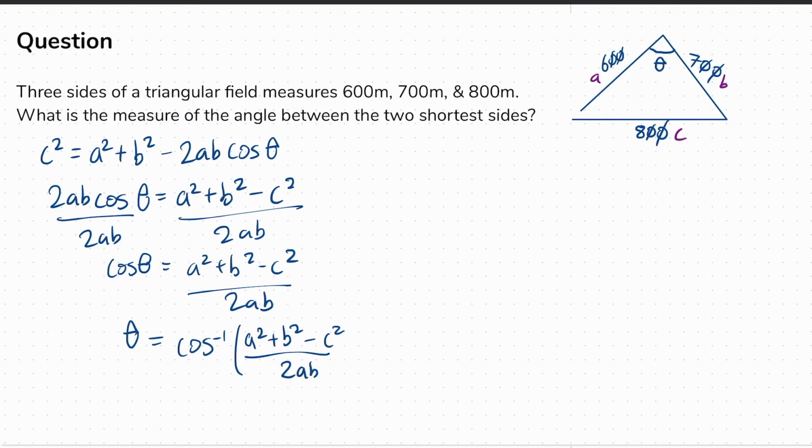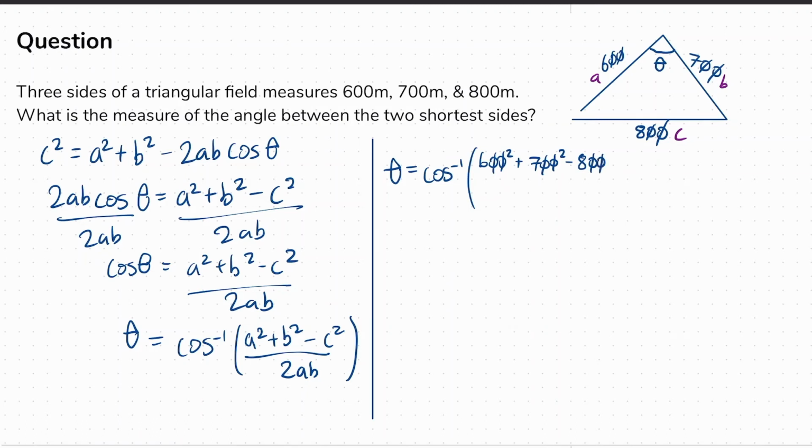So happily I can just substitute into this equation here. What does that look like? Well, theta equals inverse cos. A squared is 600 squared. Well caught. Plus 700 squared. Subtract 800 squared, divided by 2 times 600 times 700.